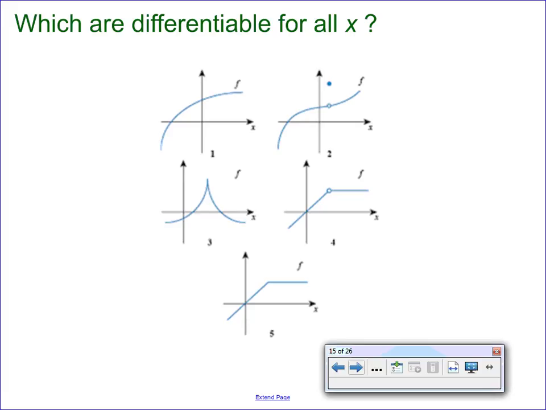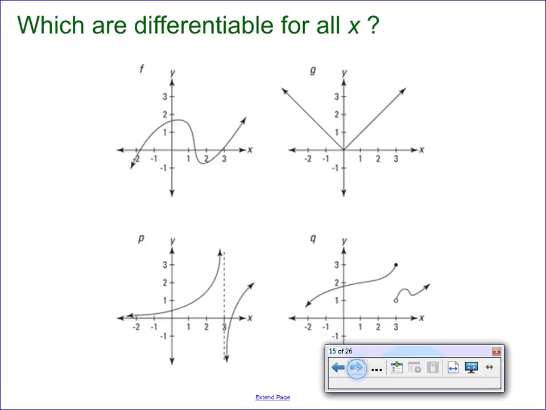Brendan and Marissa? 1. 1, is that it? Raise your hand if you had only 1. Only 1? Oh, gosh. Which are differentiable for all x? Round two.